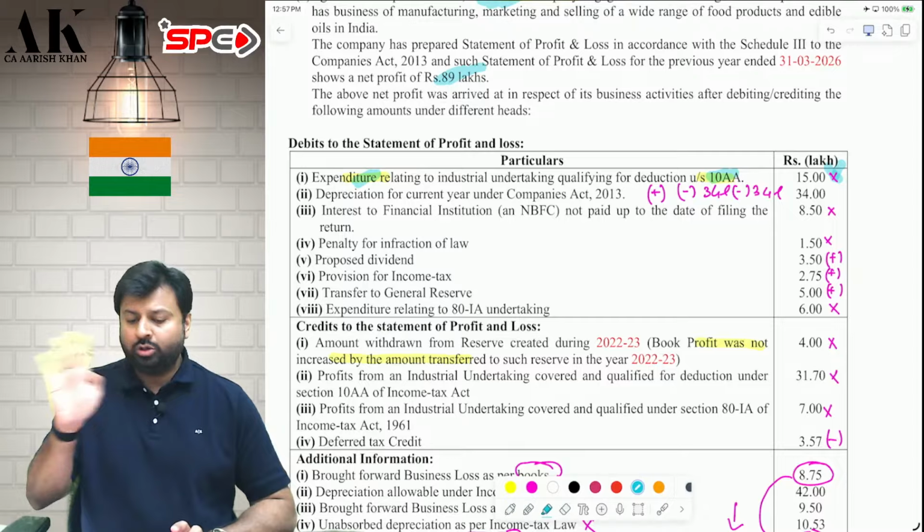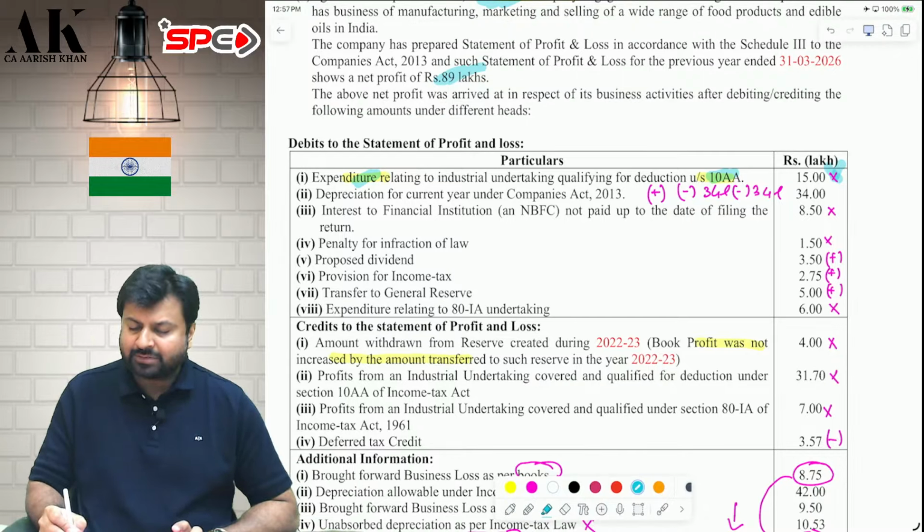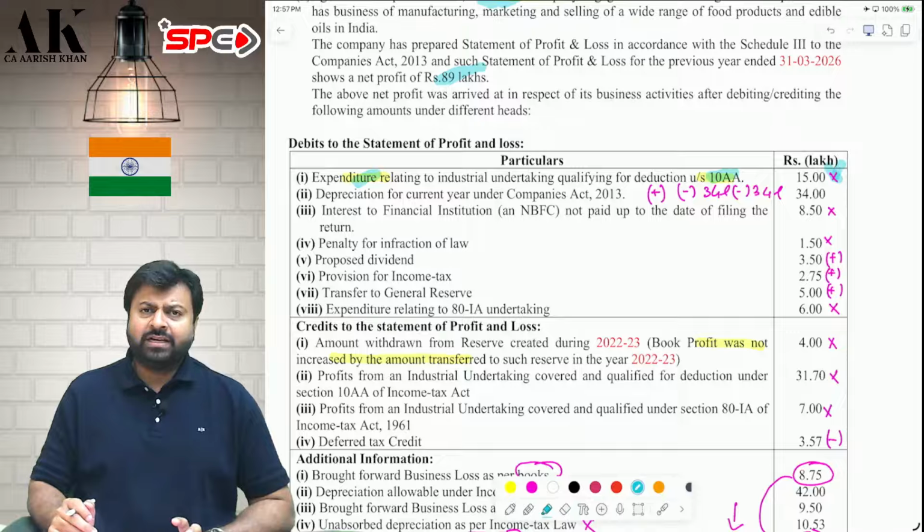So let it be like that only. Don't do anything. Next, depreciation as per Companies Act. What happens with depreciation as per Companies Act?